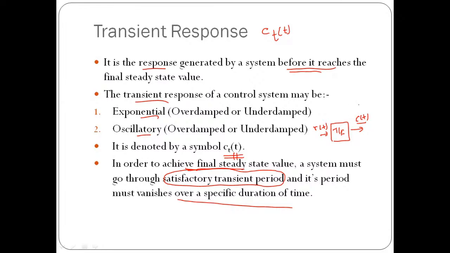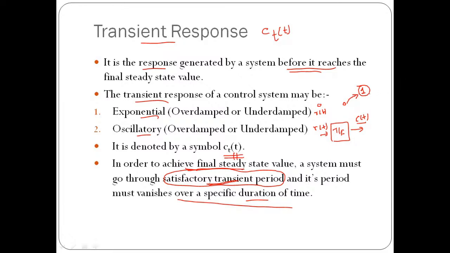And suppose the desired output of the system is 1. When the input provided to that system is 0, the output is nothing but 0. The moment you provide some input, definitely the output will try to reach its final desired value. But during this shift from 0 to 1, it has to follow some path, some response. That response is called the transient response. For the system to reach its final steady state value, it must go through a satisfactory transient period, and its transient period must vanish over a specific duration of time.